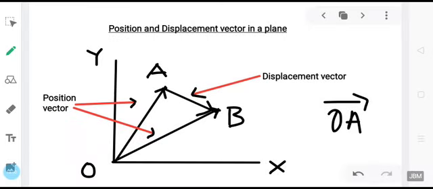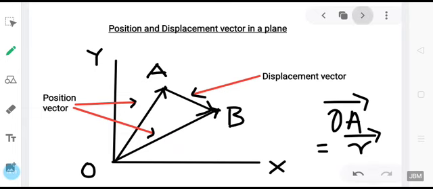So OA vector is called position vector of the object at point A and is generally represented by vector R. So as you can see in the diagram, I have marked OA vector as the position vector.